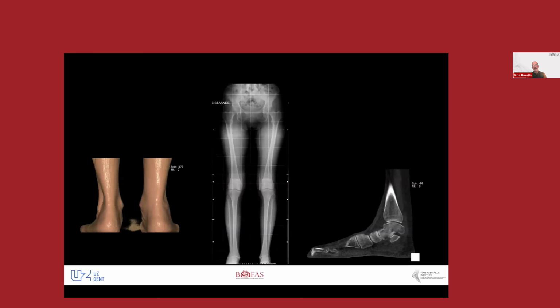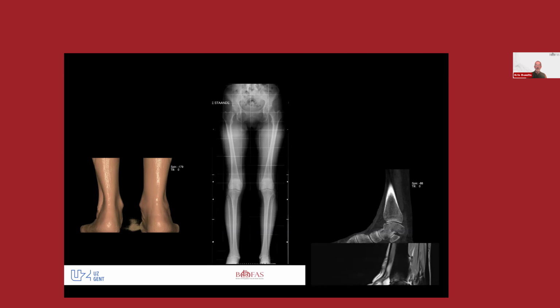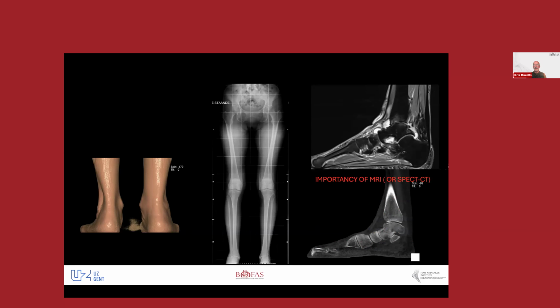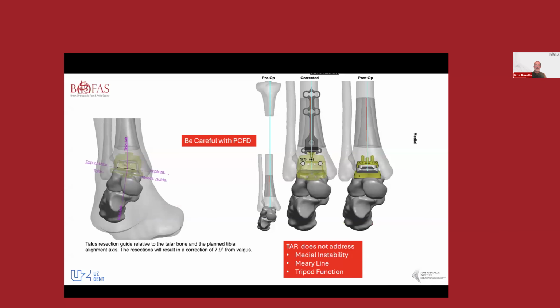So another case of a hindfoot valgus deformity, and if you look at the valgus in the hindfoot, you see a break in the Meary line. But if you look at the MRI scan, then you see that most of the pathology is at the tibiotalar joint and less at the midfoot joint. And so we were looking at how to plan this, knowing that if you have a flat foot, the total ankle will not address the medial instability. It will not address the correction of your Meary line. So it will also not address the tripod function.